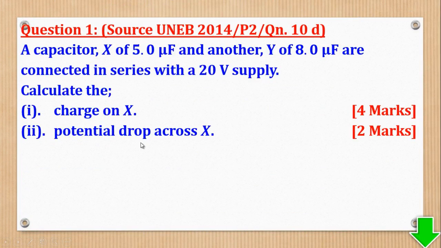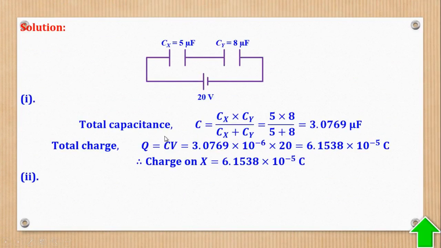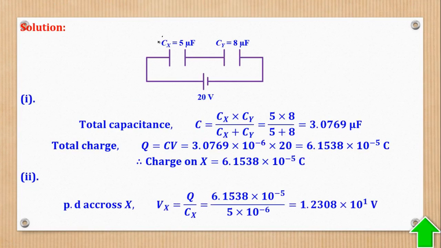Roman 2, they want the potential drop across X. In other words, the PD across X. So PD, the good thing, we know the charge on this capacitor and also we know its capacitance. Therefore, we can easily get the PD by saying Vx is equal to Q over Cx. So the charge is Q and the capacitance is Cx. That's why you are using Q over Cx.